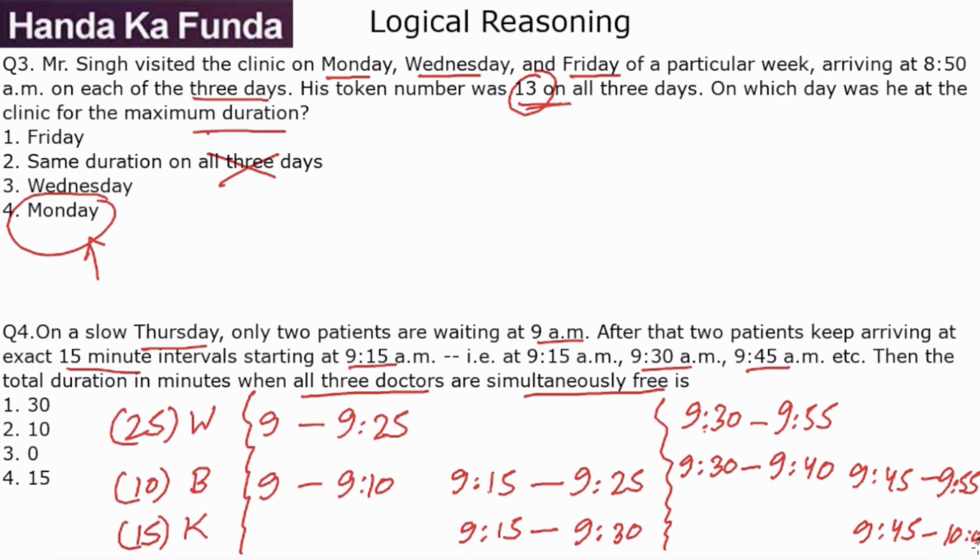Now once again, at 10 o'clock, my entire set kind of resets and we are back. Instead of 9, you can write 10 here and everything else remains the same. Then at 11 here and then everything would remain the same. So at what point are all 3 of them free? Well, from after 9:10 to 9:15, in this particular period, Ben and Kane were free. Then from 9:25 to 9:30, Wayne and Ben were free. But all 3 of them simultaneously were never free, and that means option 3, which is 0, will be my answer here.